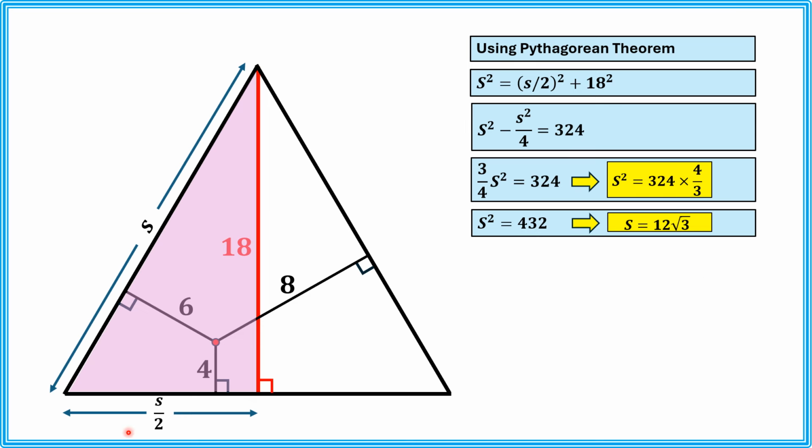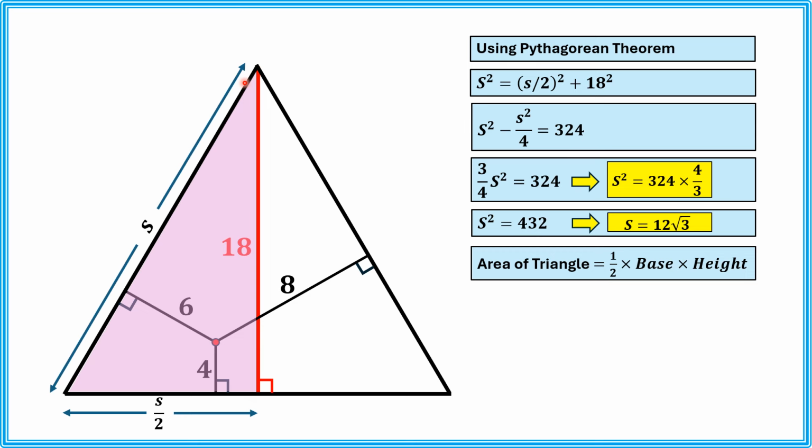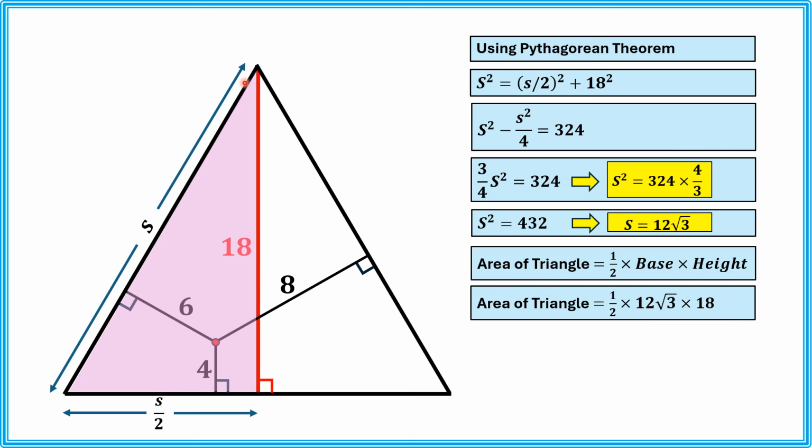Now we have base and height. S is this length, which is 12 square root of 3, and height is 18. So the area of a triangle is equal to half times base times height. So base is 12 root 3 and height is 18. Substituting and simplifying, we get the area of the triangle is equal to 108 times square root of 3 square units. That is the answer. Thank you for watching.